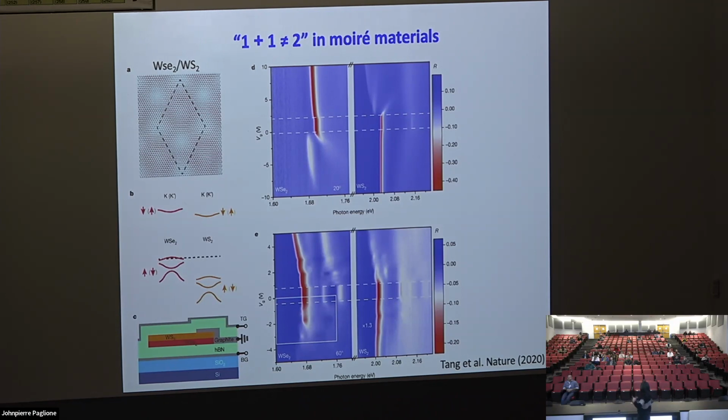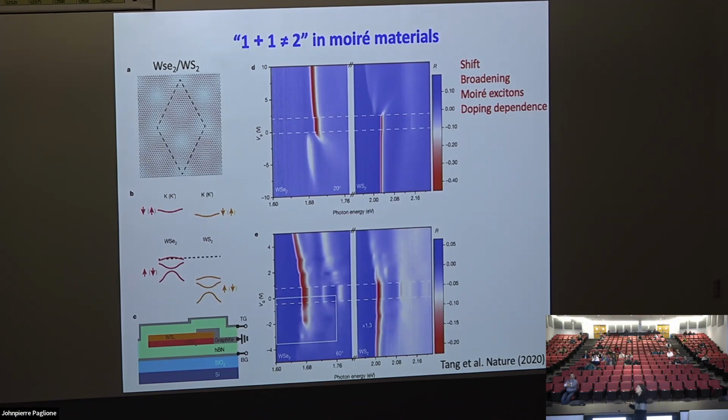Yes, anything else? Redshift, doping dependence. There are also some new features. Okay, new features showed up around these main ones. Broadening, yes, very good. So I put down those four. Those are the things that Moire is doing to those excitons.